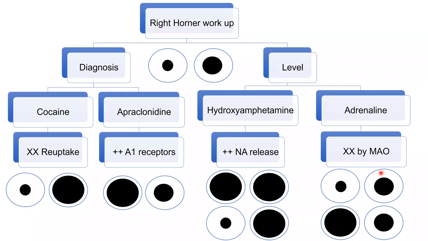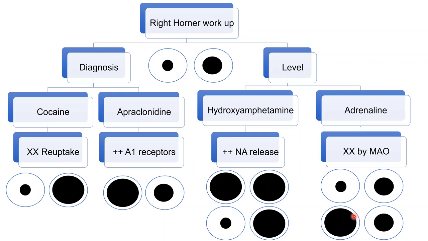Another test used for differentiation is the adrenaline. Adrenaline is destroyed by the monoamine oxidase enzyme. So those patients who have preganglionic have the normal monoamine oxidase. They don't have a problem with the monoamine oxidase. But those patients with the postganglionic nerves don't have norepinephrine, so they will have less monoamine oxidase. They will have denervation hypersensitivity to adrenaline.